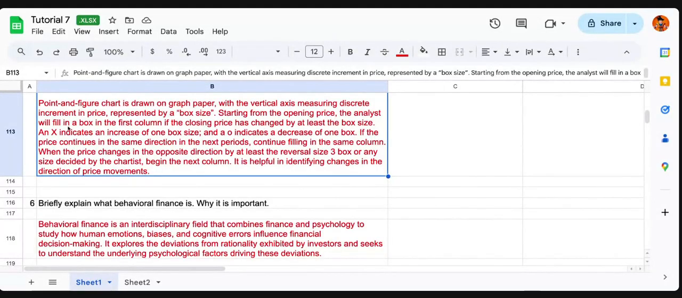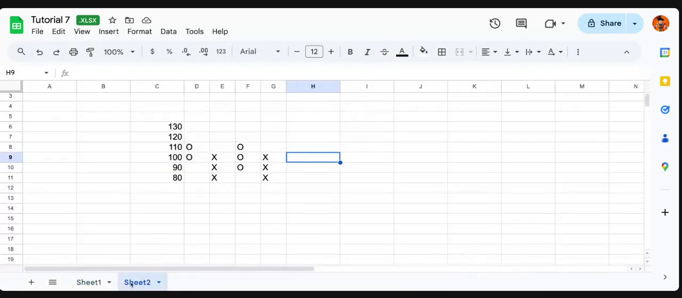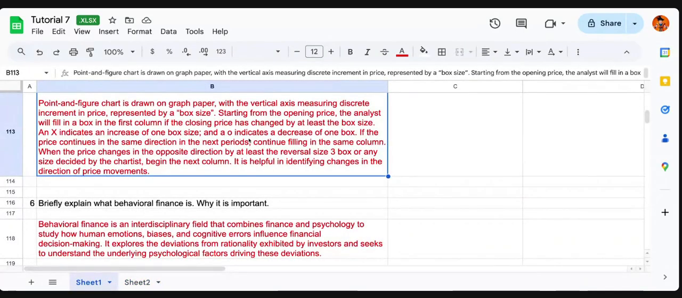Starting from the opening price, the analyst will fill the box in the first column, and then when the price has changed by at least the box size, in my case every 10, one box is 10. So 80 to 90 is one box, the difference is 10; 90, you add 10, 100. So each box is equal to 10 in this case, and then it decreases by one box. If the price continues in the same direction in the next period, then continue. So you're just analyzing the box basically.